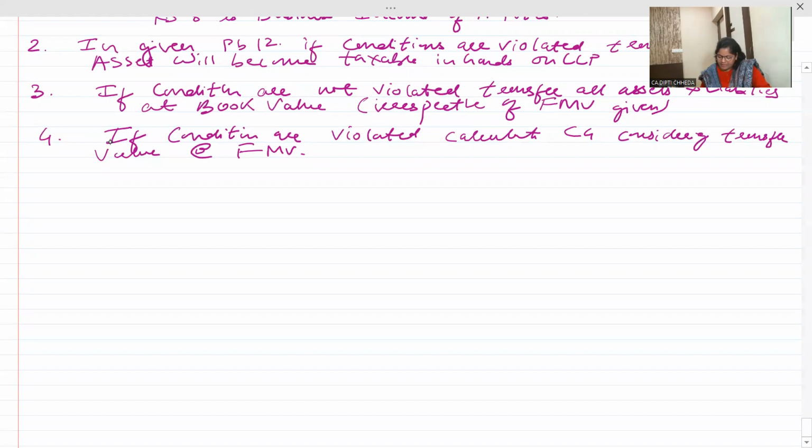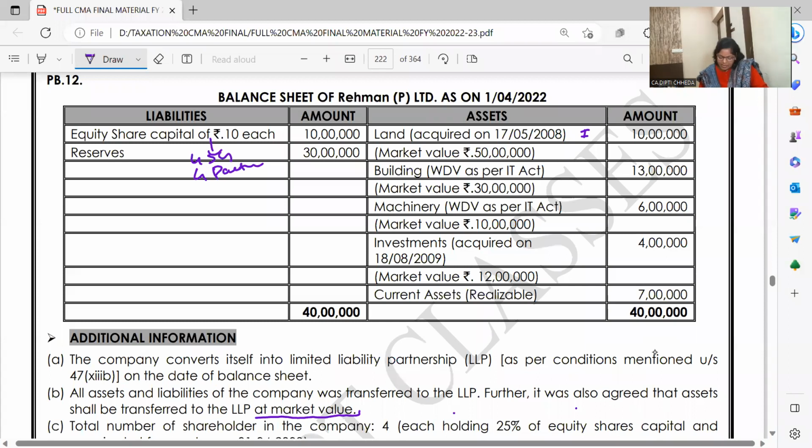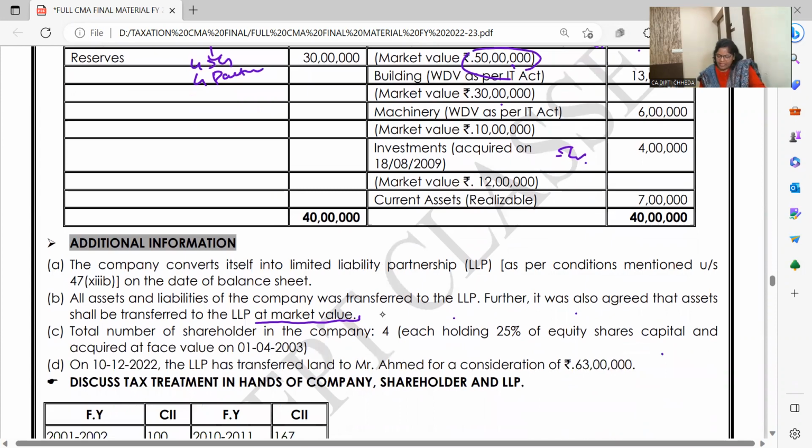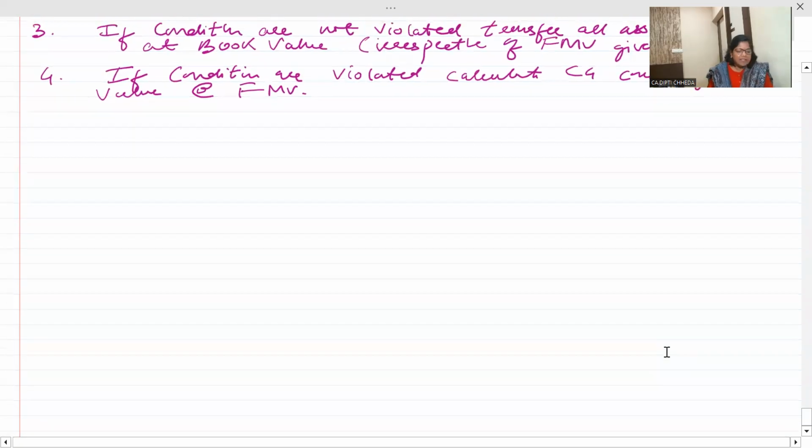Now first asset, look at the screen, 1 minute. I will share with all of you the problem. ये देखो, land कितने में transfer की? 50 lakhs. Whereas the cost acquired is 10 lakh. Building is transferred at 30 lakhs, whereas the WDV is 13 lakhs. तो capital gain आएगा. Same for machinery, investment. But land में indexation होगा. Depreciable assets पे नहीं होगा. And they have not given anything about stock, otherwise we would have taken that also. So they are asking if the conditions are violated, how you are going to tax. Let us start the problem.